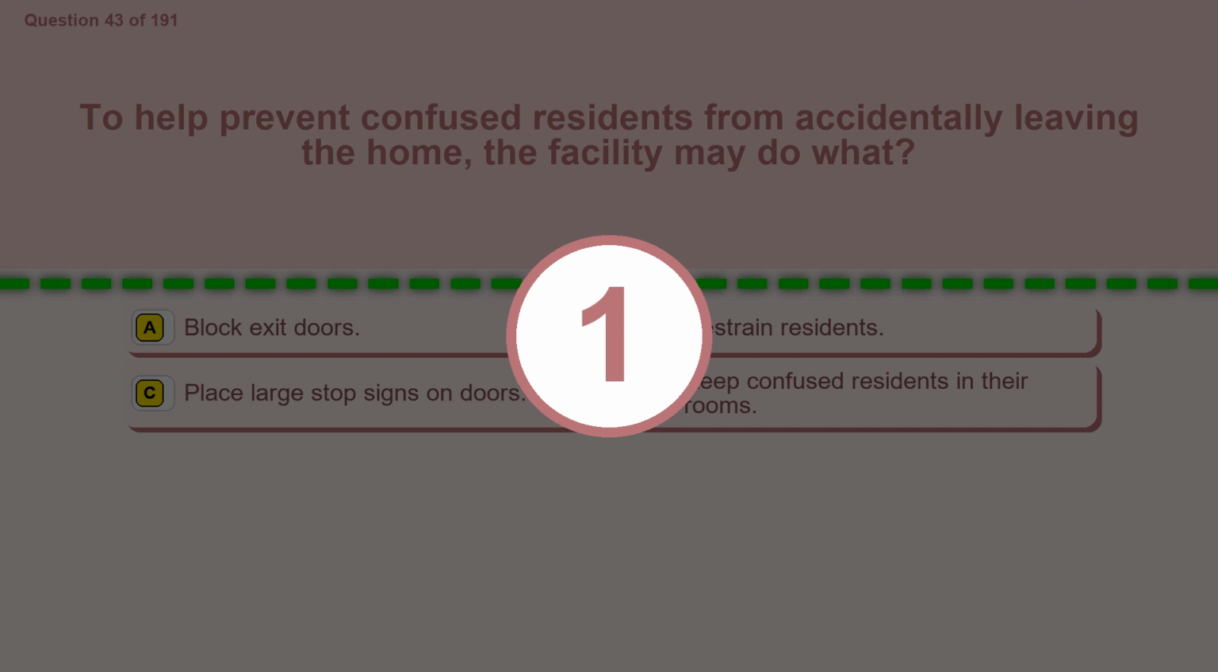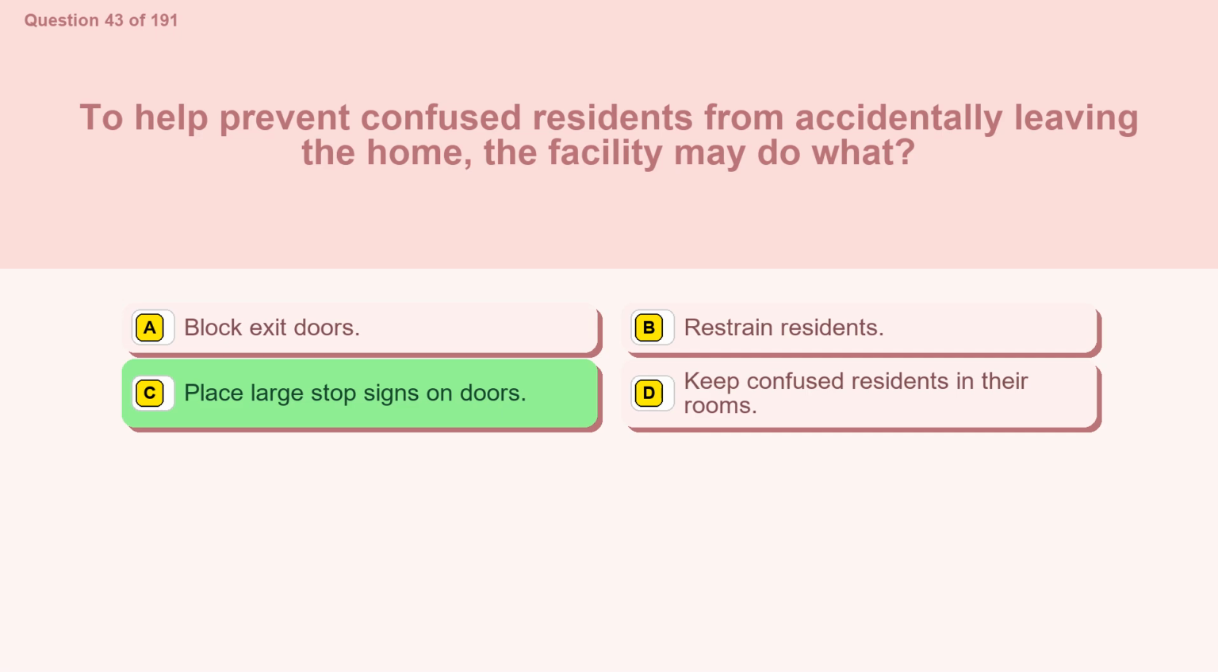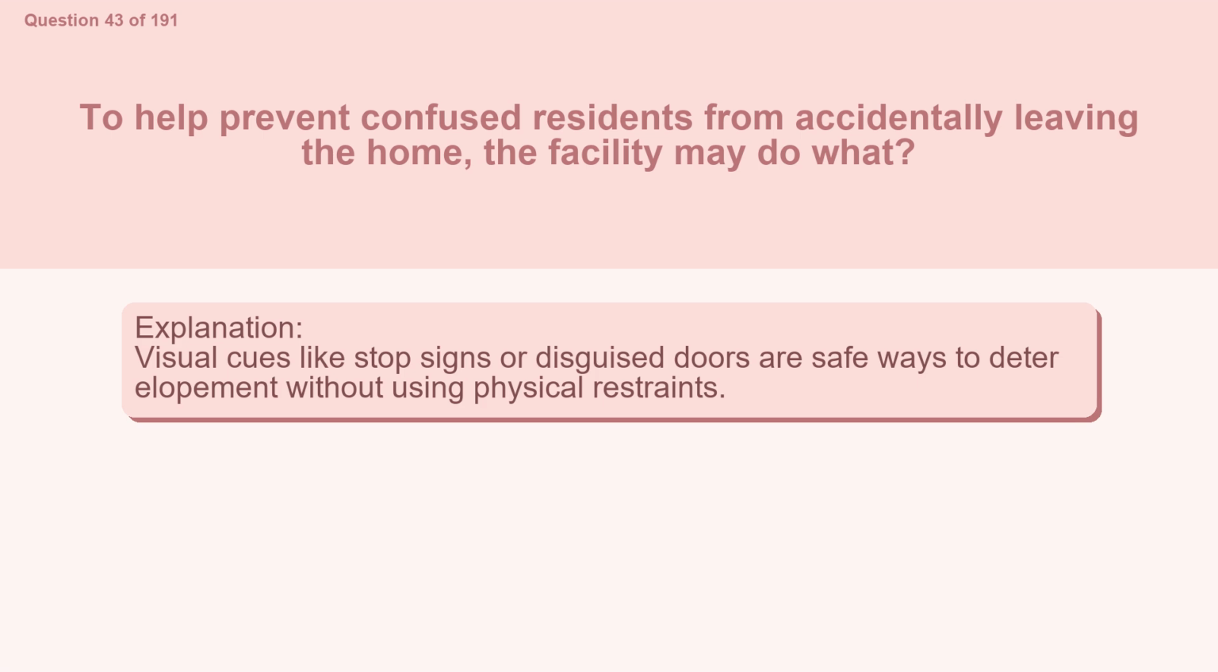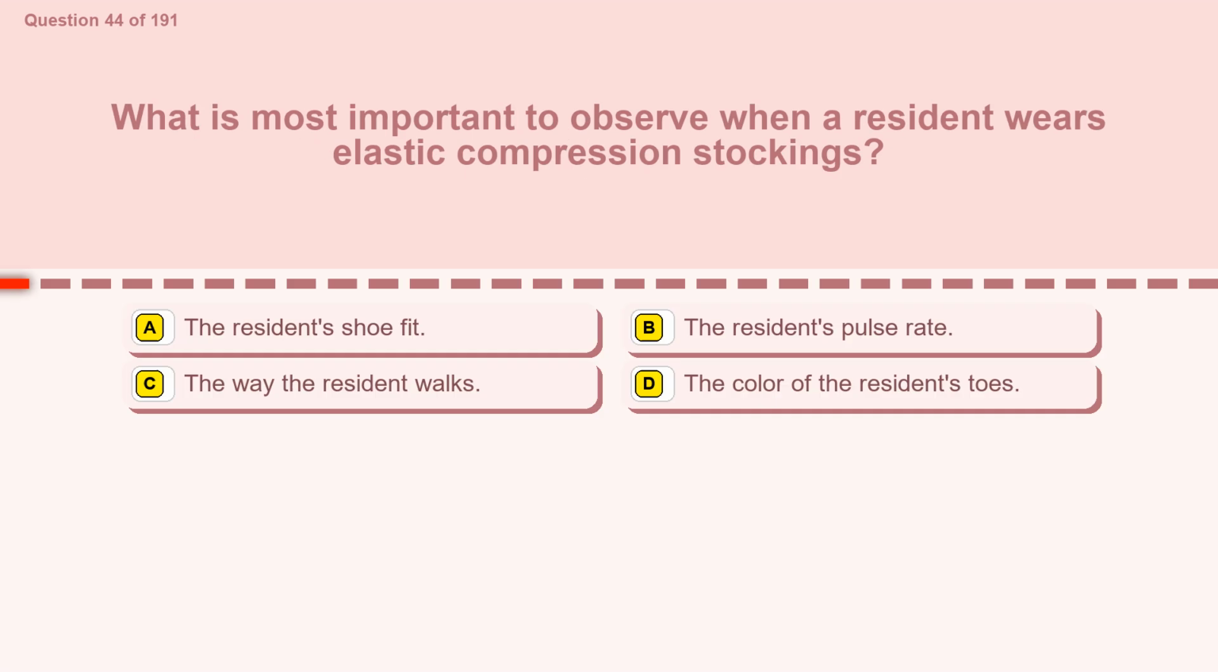The correct answer is option C, place large stop signs on doors. Visual cues like stop signs or disguised doors are safe ways to deter elopement without using physical restraints. Question 44. What is most important to observe when a resident wears elastic compression stockings?